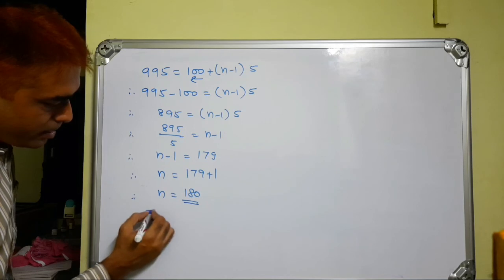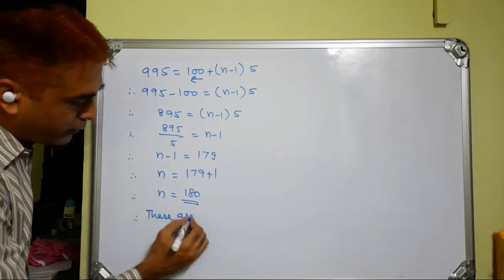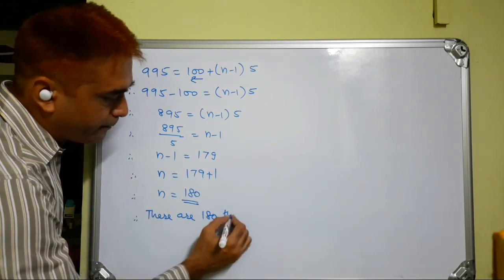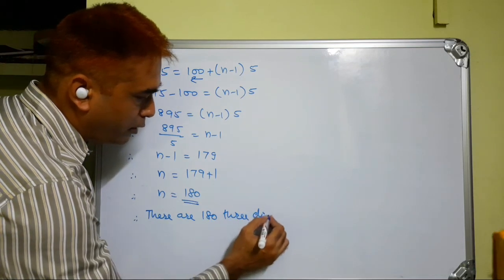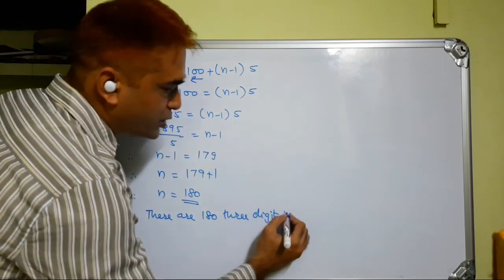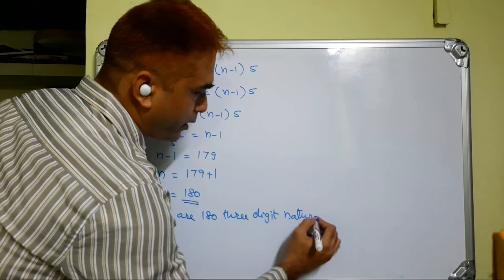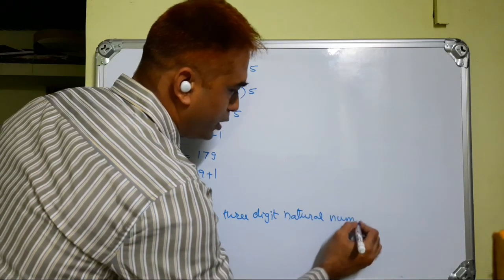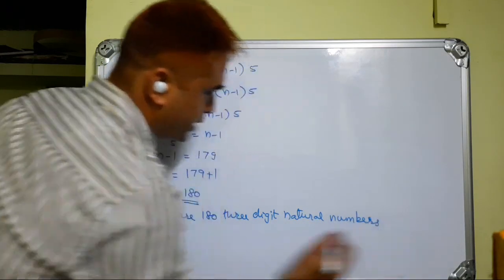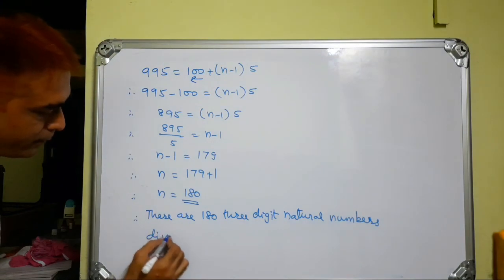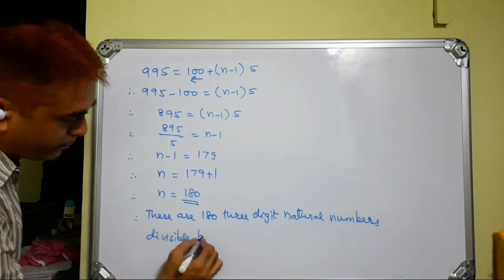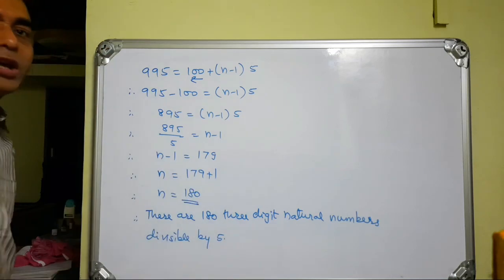So there are 180 3-digit natural numbers divisible by 5. Okay.